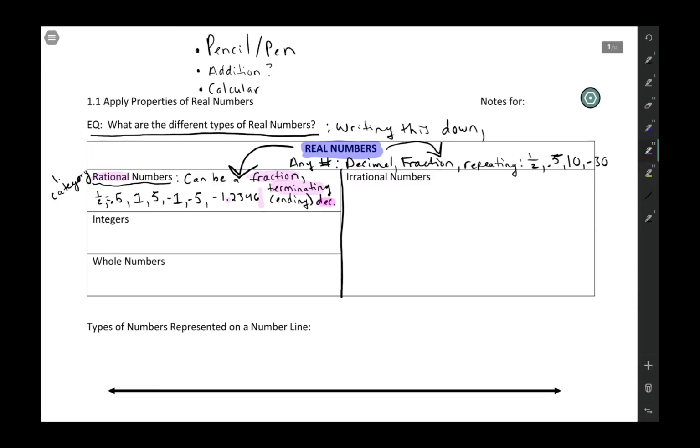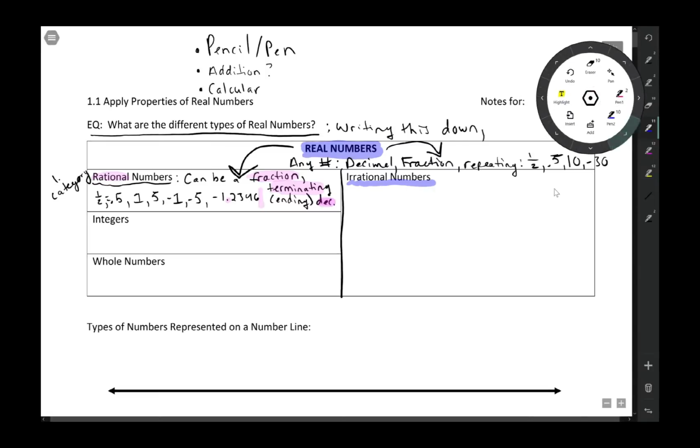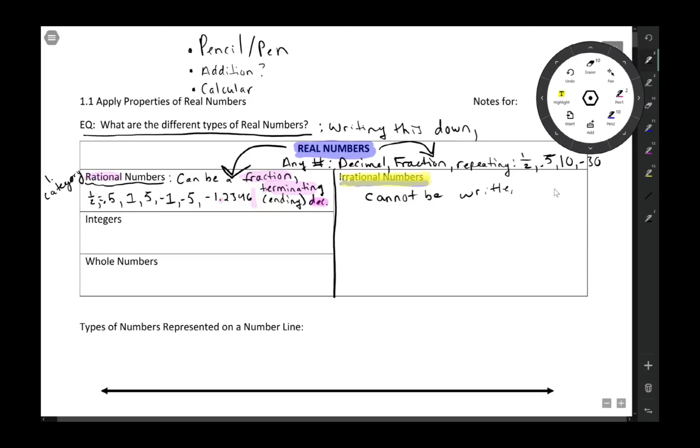Now, your decision is, well, if it can be a fraction and if it's a terminating decimal, then it's rational. To not be rational means it's irrational. So, I mean, pretty much common sense. So, irrational, I'll use a different color here, means that it cannot be written as a fraction, and, or it does not terminate.